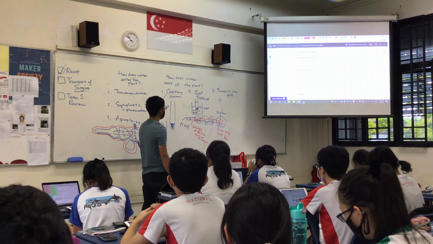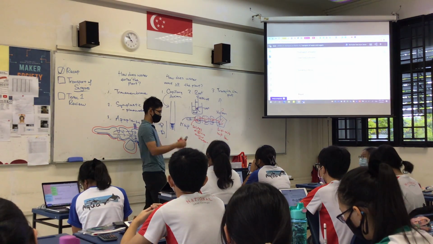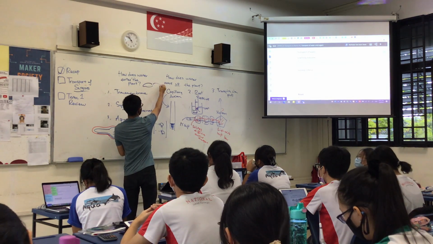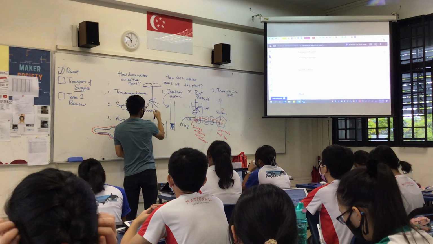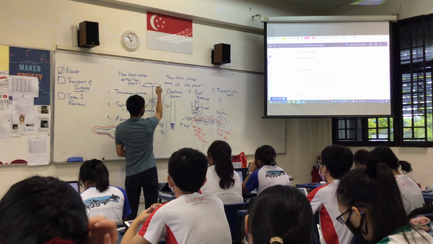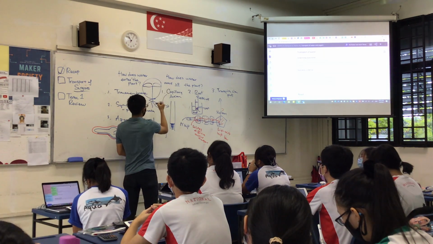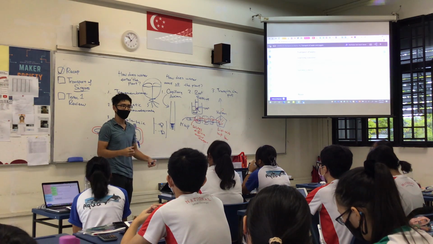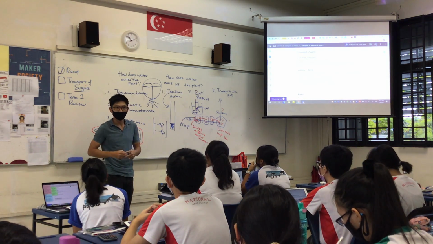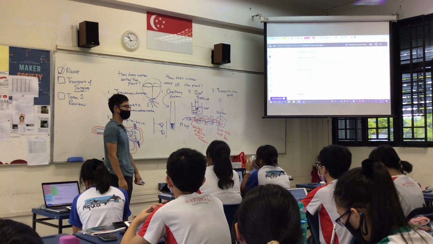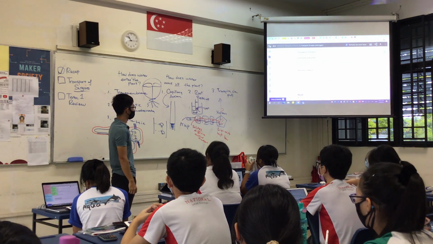What if we chop off the roots? Okay, so here's the plant. Then we chop off the roots. Then we just insert this part into water. Could water still move up the plant? Possible? Via what mechanism? All three?